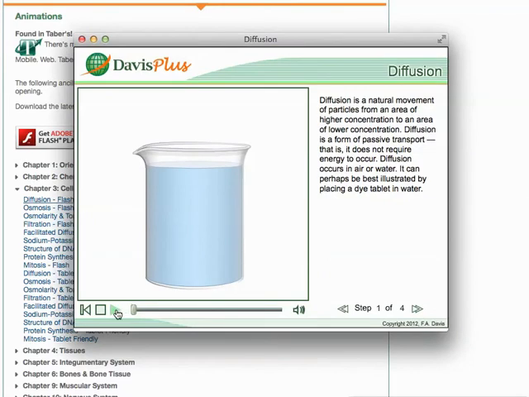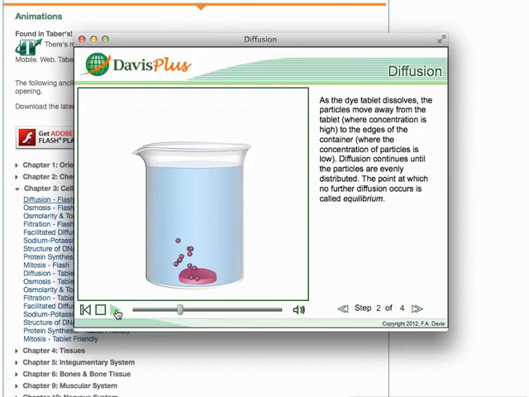Diffusion is a natural movement of particles from an area of higher concentration to an area of lower concentration. Diffusion is a form of passive transport. That is, it does not require energy to occur. Diffusion occurs in air or water. It can perhaps be best illustrated by placing a dye tablet in water.